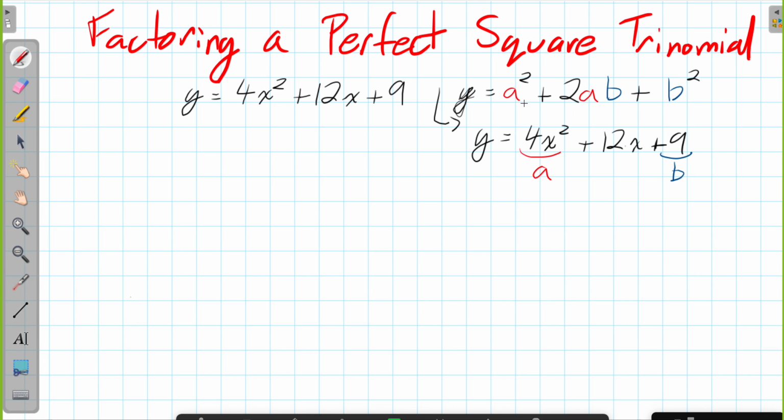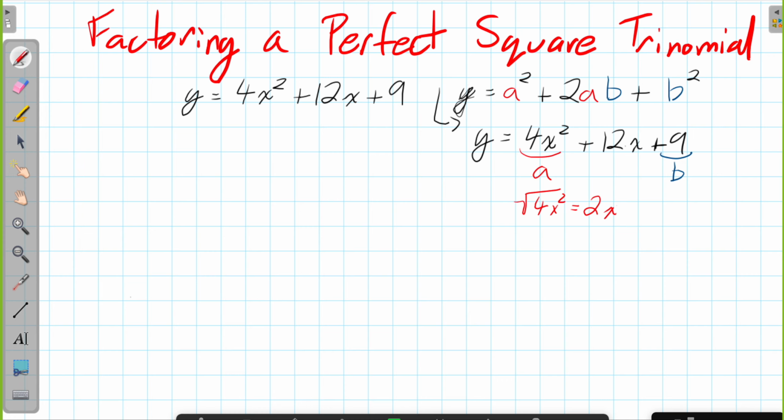In order to find out what a is, this is actually a squared, so we have to find the square root of this to find out what a is. The square root of 4x squared is actually 2x, okay? And I know technically it's a plus and a minus, but we're going to work with just the positive values. It's actually only the middle term that comes into play for negatives. In this case, it's positive, so we'll focus on those.